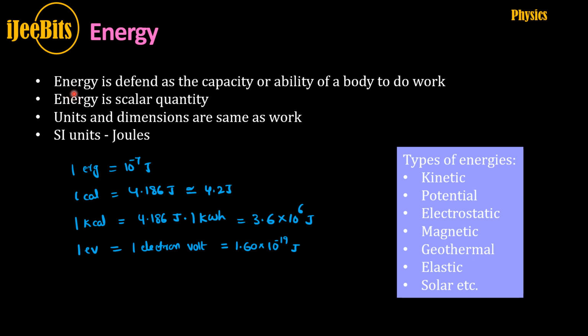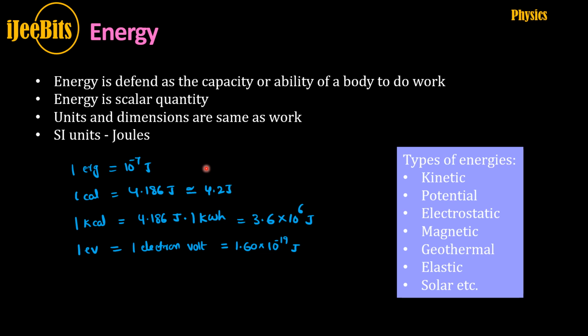Let's look at energy. Energy is defined as the capacity or ability of a body to do work. Capacity to do work is called energy. Energy is also a scalar quantity. Energy and work have the same units and dimensions. The SI unit for work is joules, so energy is also joules.